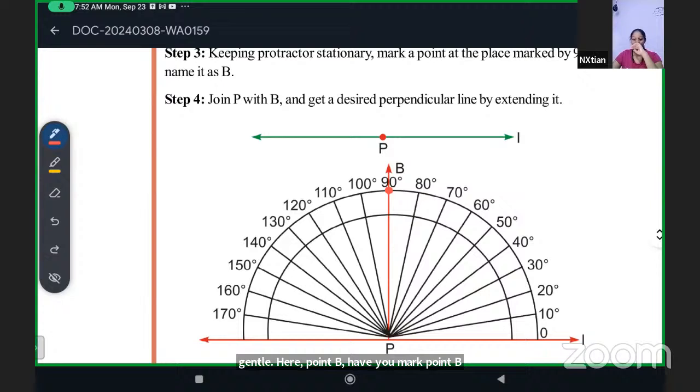Yes, ma'am. Okay. Now join the point B with point P. Join B with P.